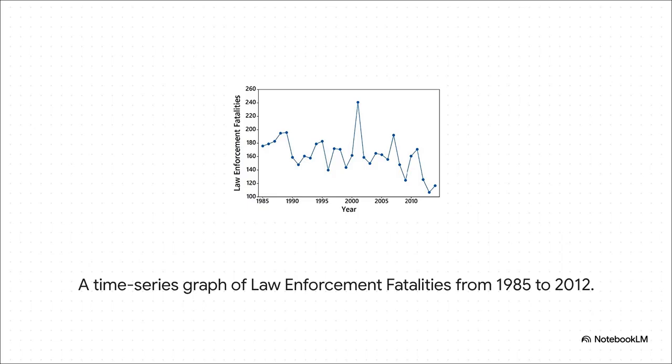So here we can track law enforcement fatalities year by year. And immediately we see the story, the peaks and the valleys, a really sharp spike around 2001, and maybe a downward trend in the later years. This is a narrative that only really comes to life when you plot the data against time.